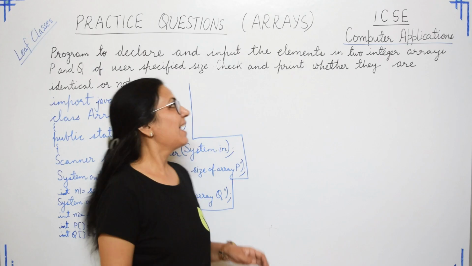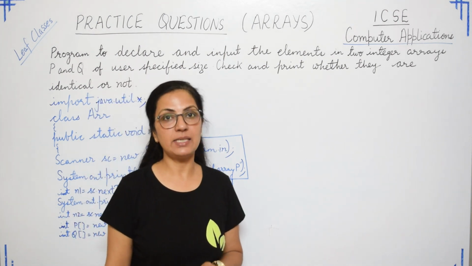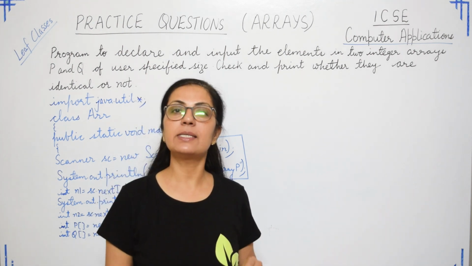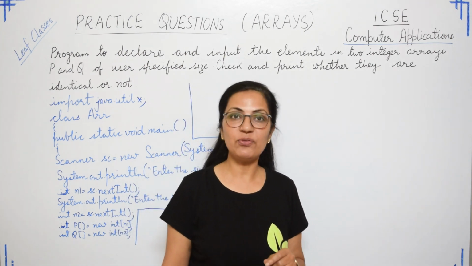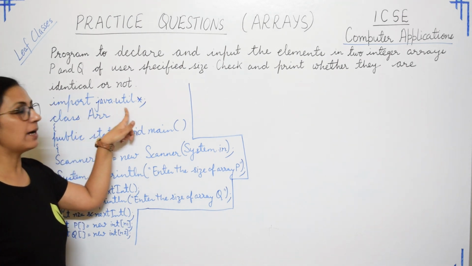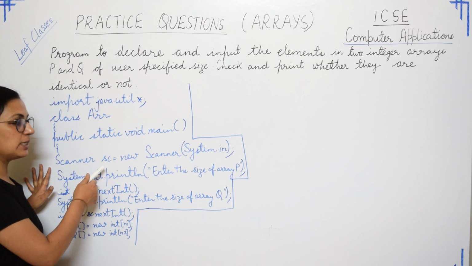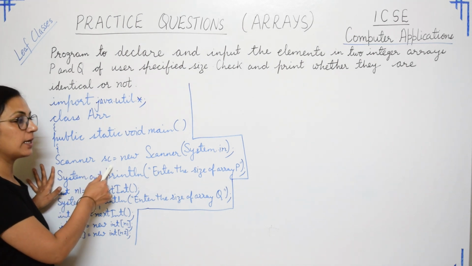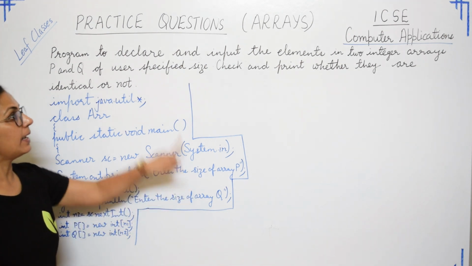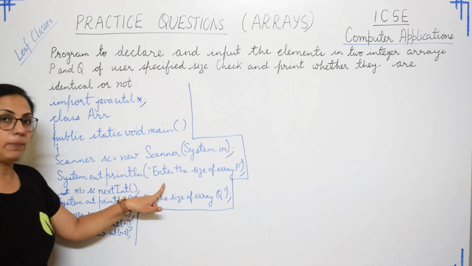All the best, children. As the question says, declare and input the elements in array P and array Q of the user specified size. So that means we have to input the size of array P and array Q from the user. So let us see, here I have the first statement taken as import java.util. You know that the util package is used for the Scanner class. So we have used this package and then we have created the Scanner object so that we can use the functions of Scanner class. And then we have entered the size of the array as mentioned in the question, user specified size. So you have to input the size of array P and array Q.